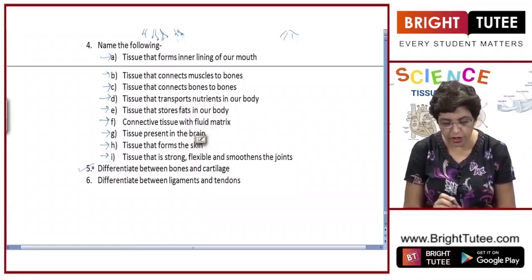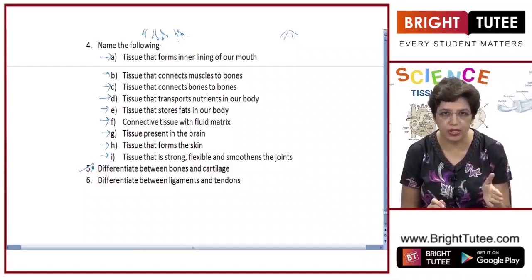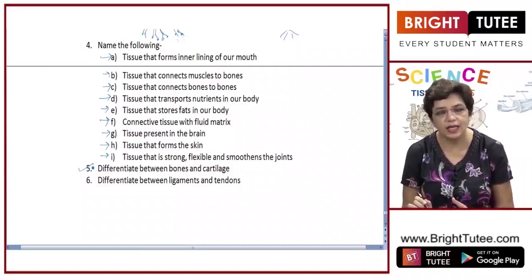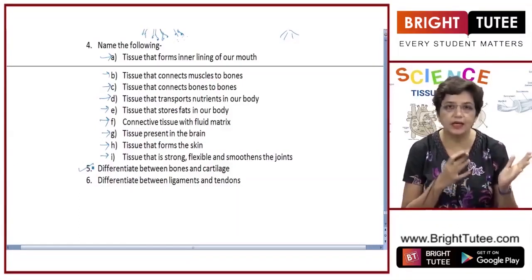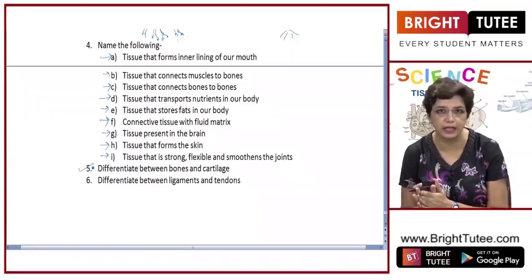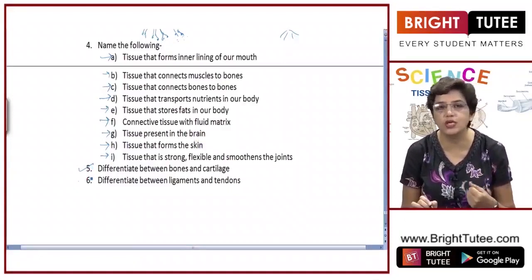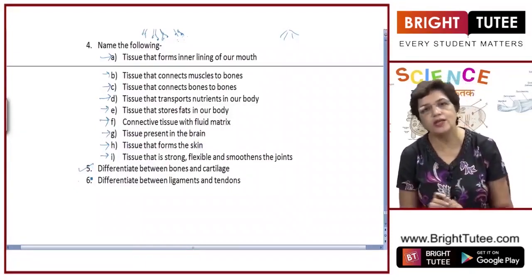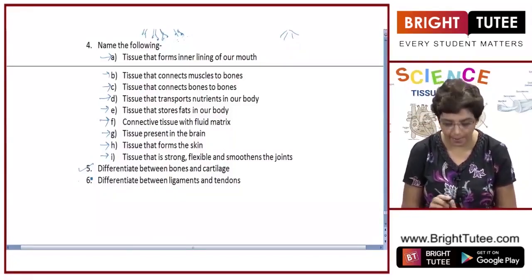Next question, differentiate between bone and cartilage. Bones are strong, they are hard, they are non-elastic, non-flexible and porous. On the other hand, cartilage is strong but elastic. Bones form the skeletal network of our body, so they support, but cartilage gives flexibility. Next, the matrix in the bones is made up of salts of calcium and phosphorus. On the other hand, in cartilage, the matrix is made up of sugar and protein.